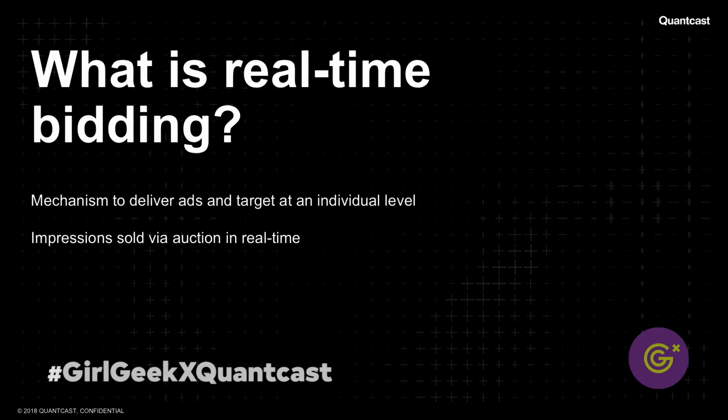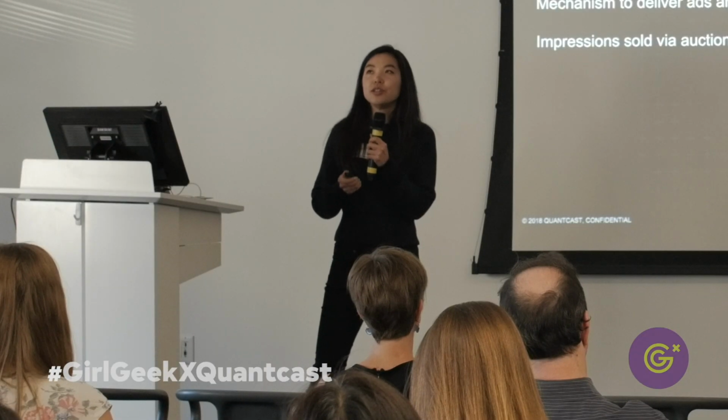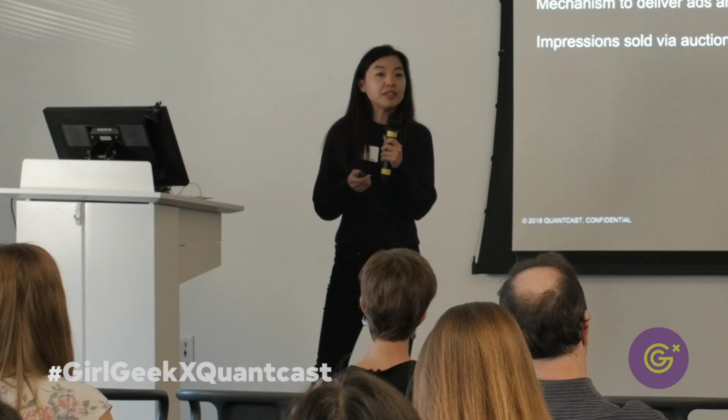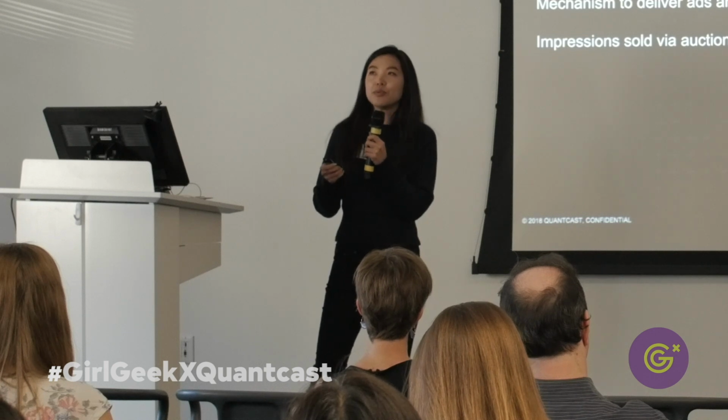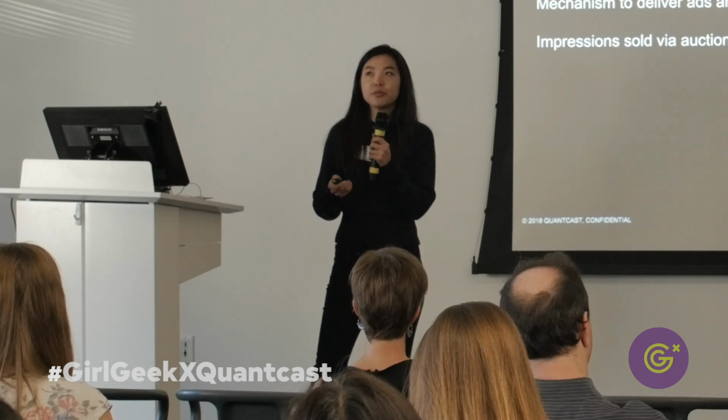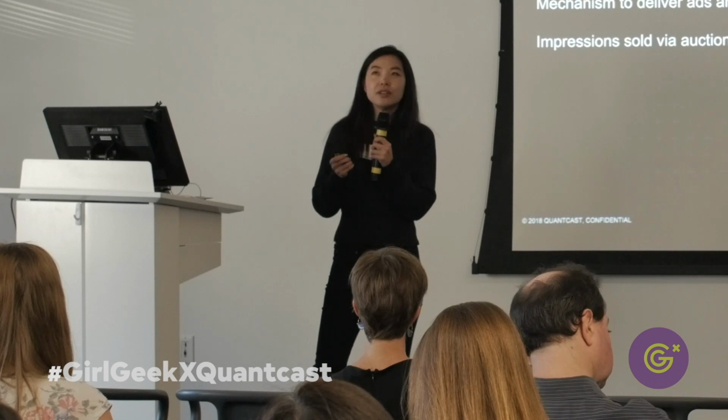For you to understand what it actually means for us to target people, you need to understand what real-time bidding is. Real-time bidding, or RTB, is a mechanism to deliver ads by auction, on an impression-by-impression basis. Impression meaning an ad view. With real-time bidding, we can target people at an individual level, and we can also buy impressions at an individual level. Hopefully this illustration I'm going to go through is going to clarify what that actually means.